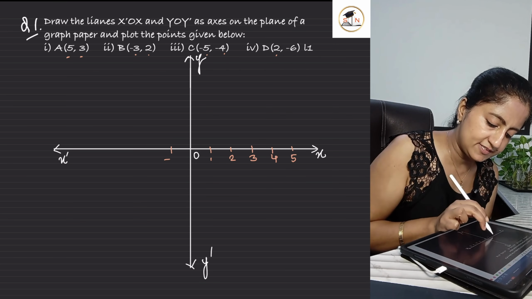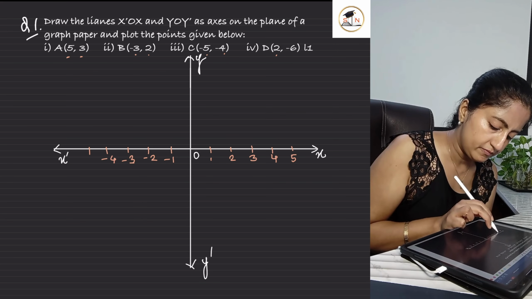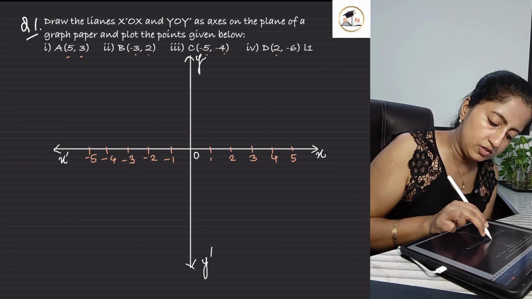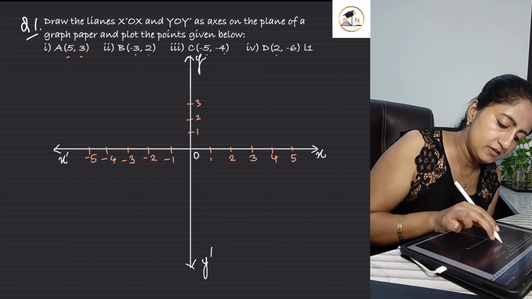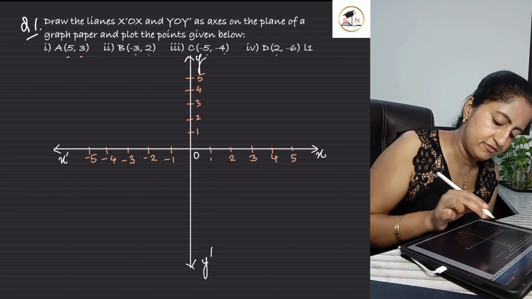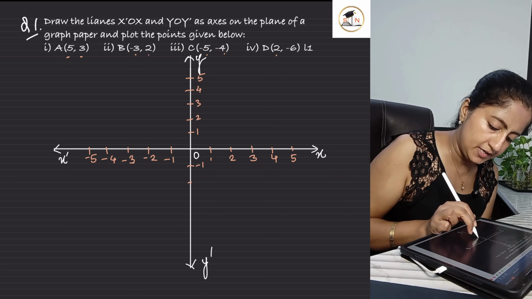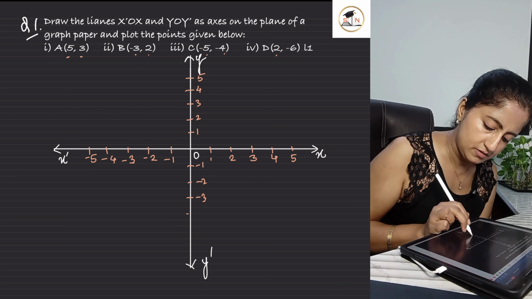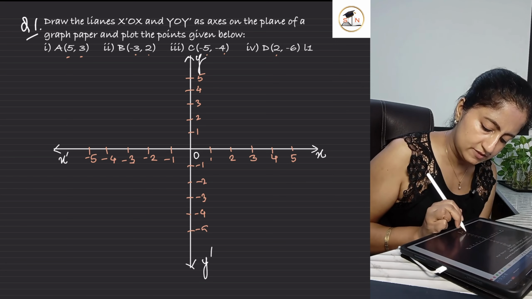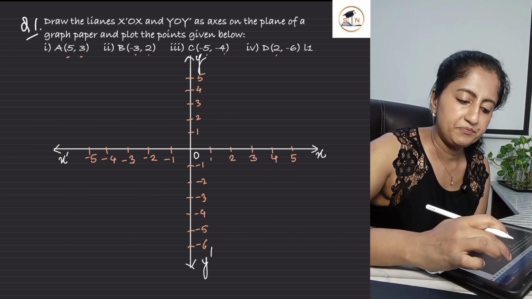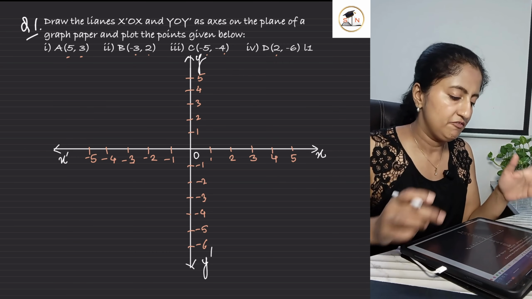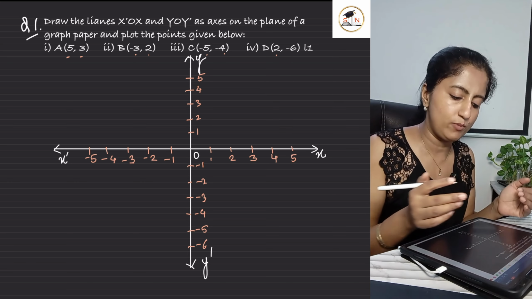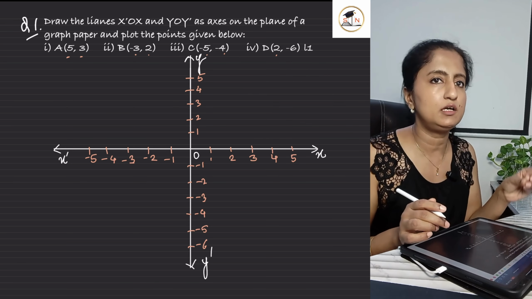And similarly on the negative side. Okay, now on the side of Y: 1, 2, 3, 4, 5, minus 1, minus 2, minus 3, minus 4, minus 5, minus 6. Right? Now, we are done with everything with respect to making the Cartesian plane, and we have made X'OX and Y'OY. Right? So let's start with plotting the points.